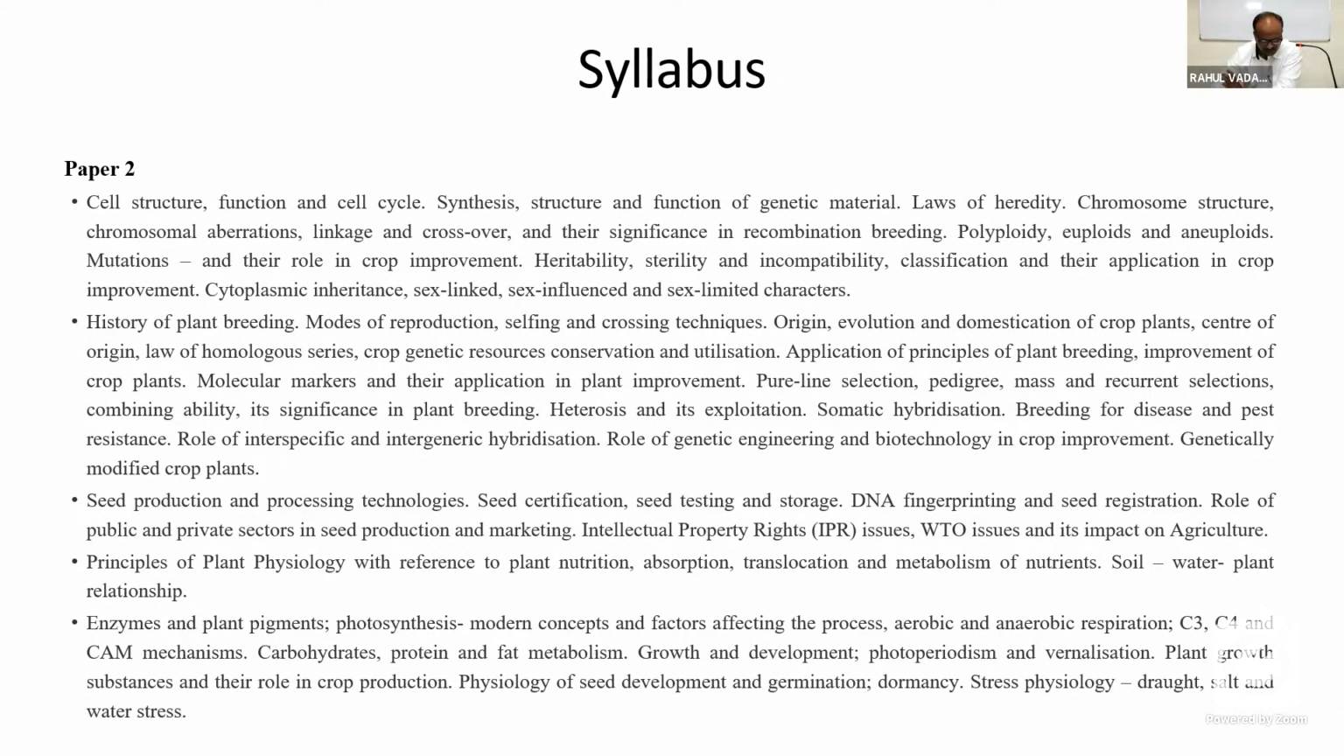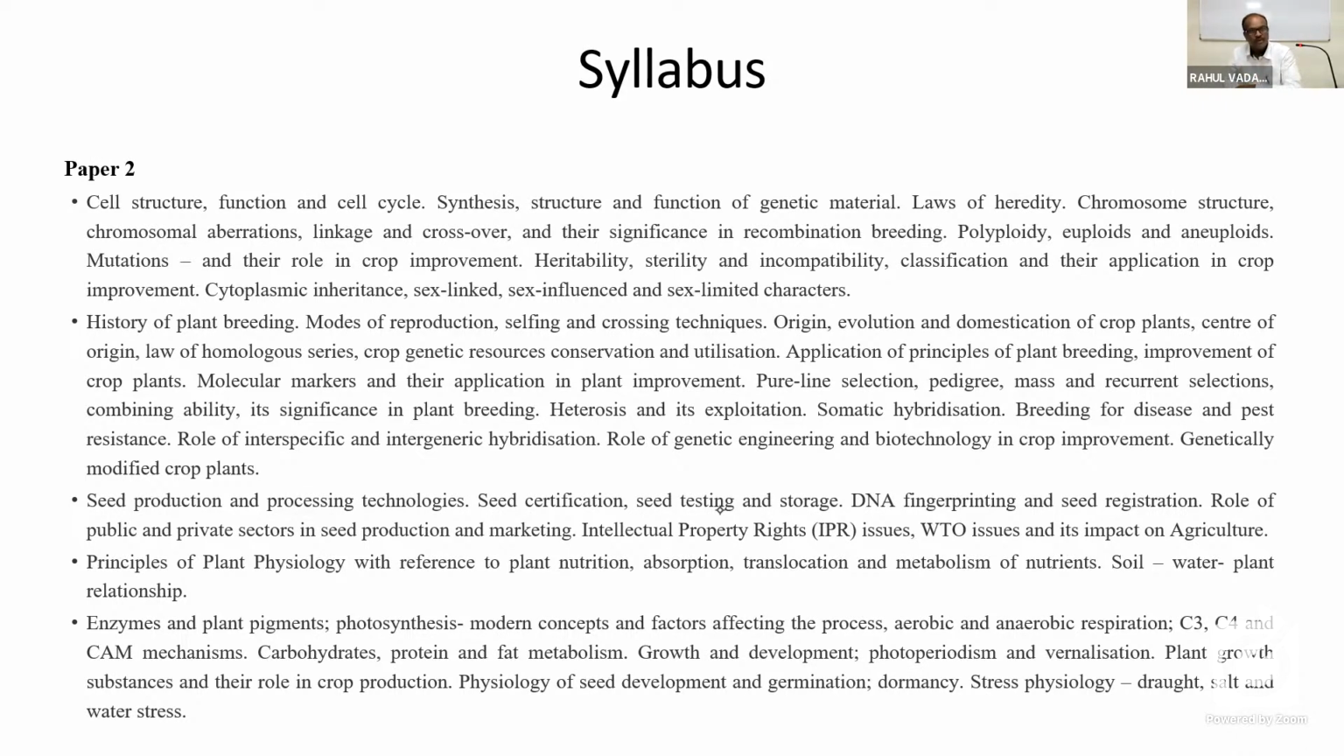Then coming to plant breeding, methods can be asked. Most important are the methods. Then molecular markers, the biotechnology part, molecular markers, mass selection. These are very important topics. Somatic hybridization, again in biotechnology, again very important topics.